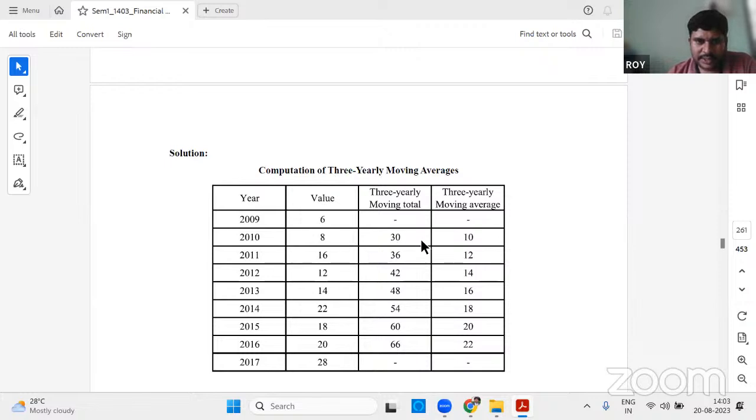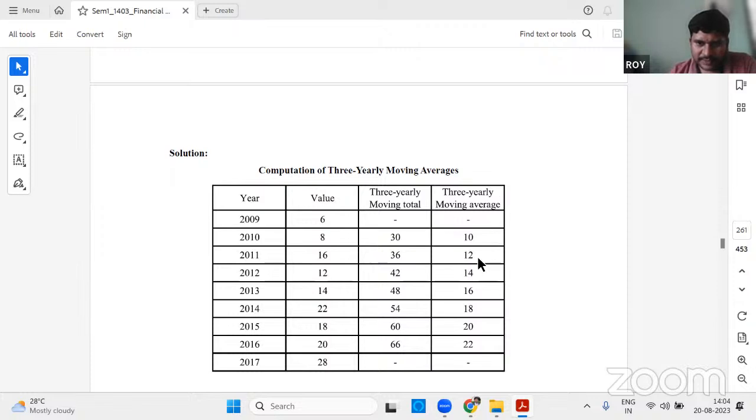Right? 9, 6, 8. This one is the 3-yearly moving total. You make this as 3 years: 6 plus 8 plus 16 is 30, and the next 3 years, 36. And next one, next 3 years, next 3 years, next 3 years. You'll get these values: the 3-year moving totals.